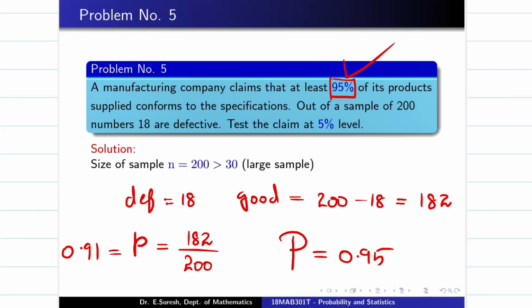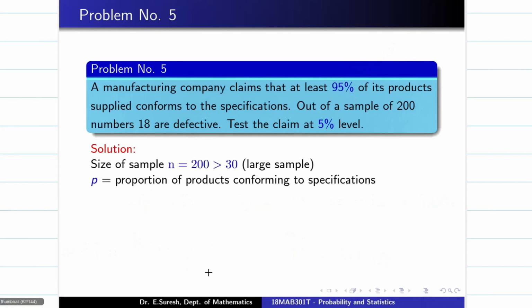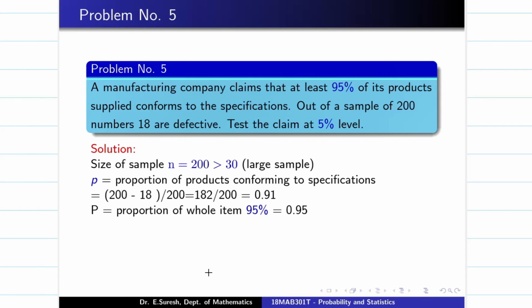Okay. So what I am going to do now, p represents my products. That is 91% I get. But the company says 95. So I am getting lesser data. My good products are 91. So obviously I will say the company is not producing 95% or more than 95% good products. I'll fight for it.